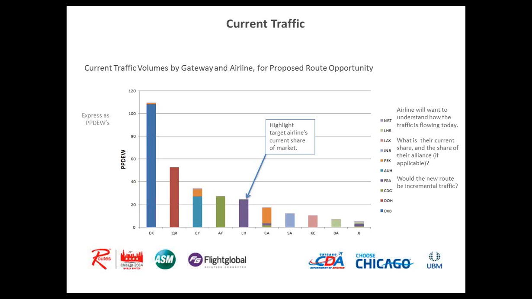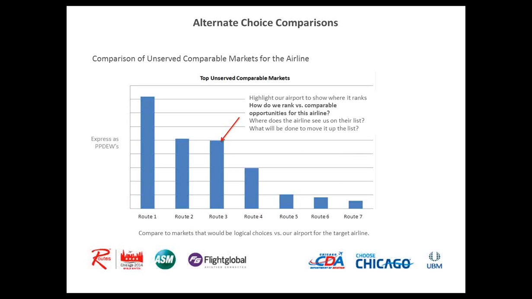So what you want to show them is where they are today. In this example, which is just a sample market, you're showing how the traffic on that route is moving today by carrier and by hub, just so they can see where they are today, to give you a baseline.